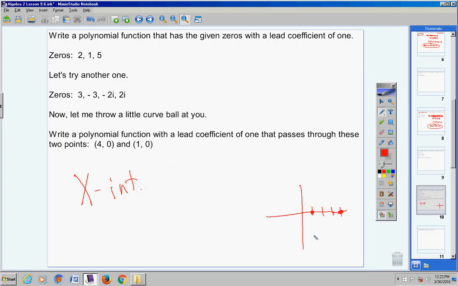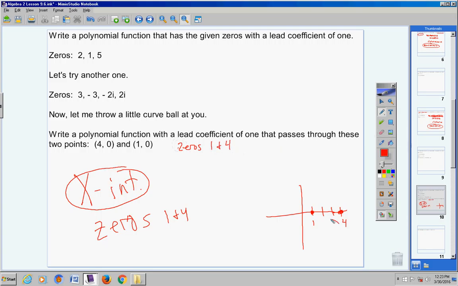So, these two ordered pairs that I've given you are really what? X-intercepts. And if they're really x-intercepts, they're also what? Zeros. Remember, zeros and x-intercepts are always the same thing. So, if you have x-intercepts of 1 and 4, then you have zeros of 1 and 4. So you're really writing a polynomial function that has zeros of 1 and 4.